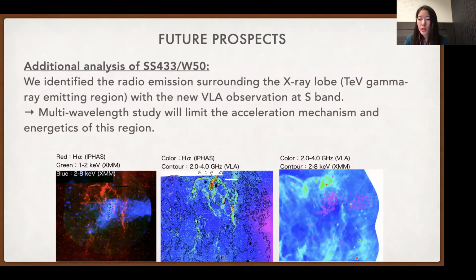Finally, I introduce our prospects. Recently, we carried out new observations of W50 at higher frequencies with the BIA. And we identified the radio emission around the TeV gamma ray emission. The TeV gamma emission is from here, and this is the X-ray bulb, and we found some filamentary structure at radio wavelengths, and it seems to correspond very well to the H-alpha emission like this. So we will work on the multi-wavelength study for the region from radio to gamma ray. Okay, that's it. Thank you for your attention.